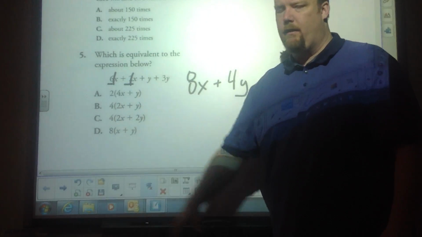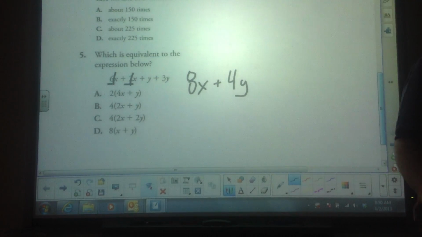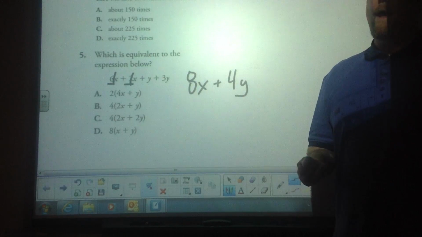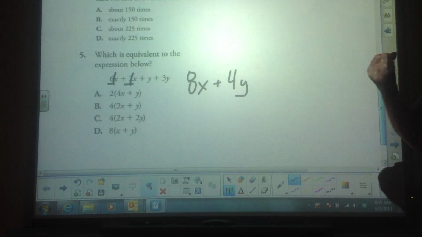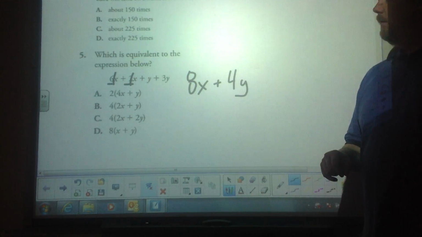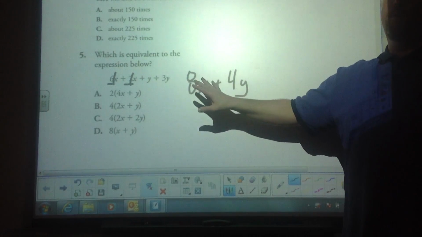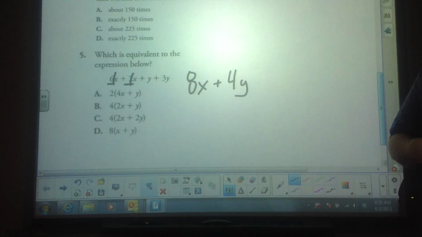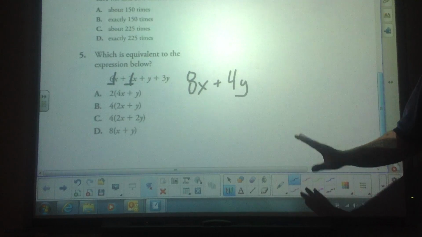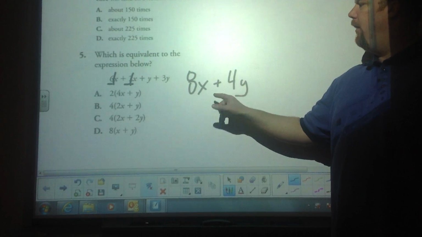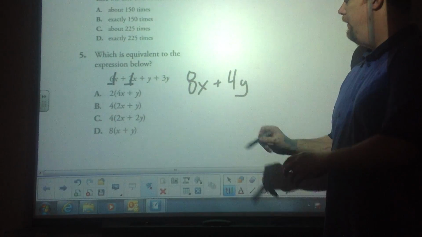Well, none of those choices are here. It hasn't been factored yet. And what factoring is, you're going to pull out, if you will, the highest number that will go into both of these. Well, Mr. Kemp, 2 will go into both of these. Yes, you're right. You can factor out a 2, but that's not the highest number that will go into both of those. The highest number that will go into both of those is actually 4.